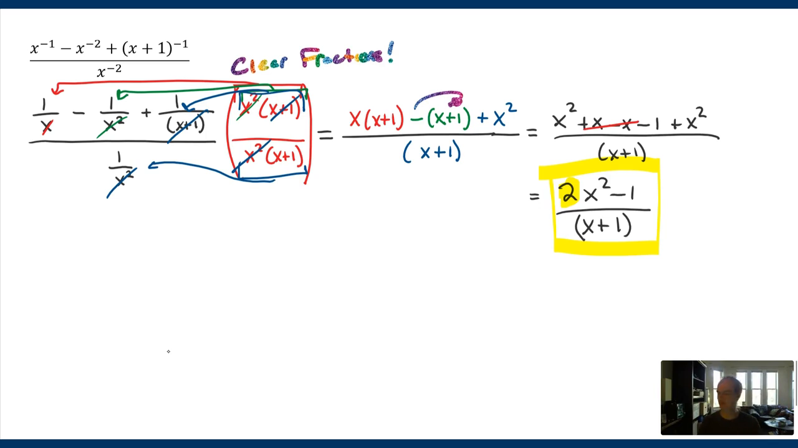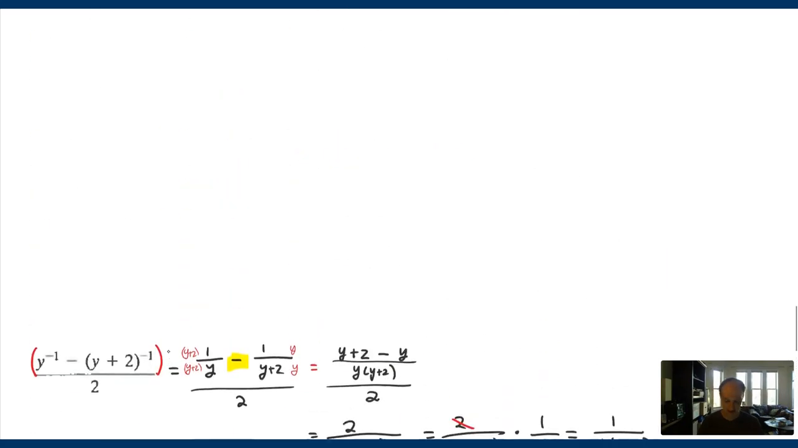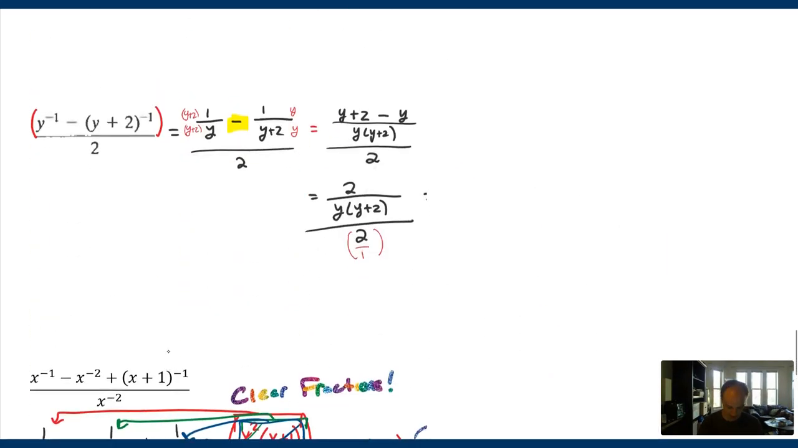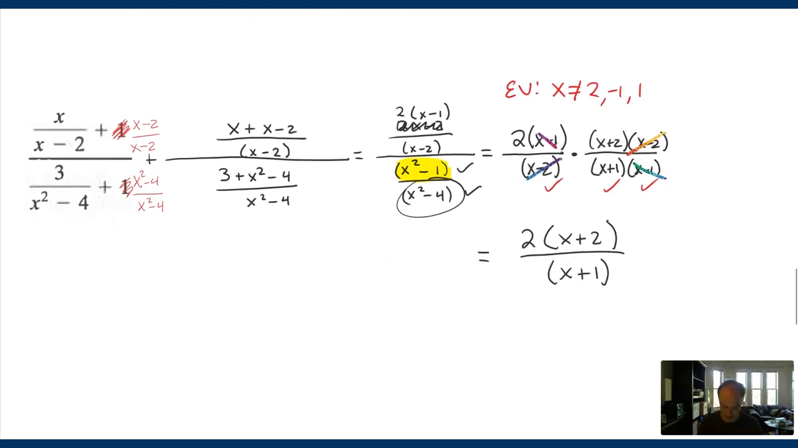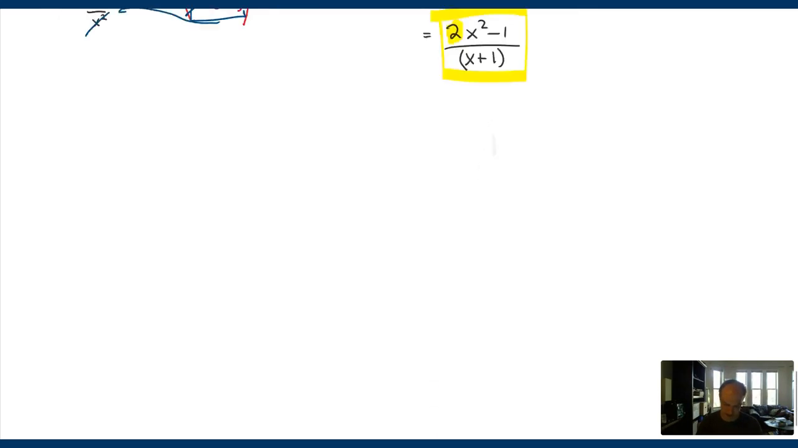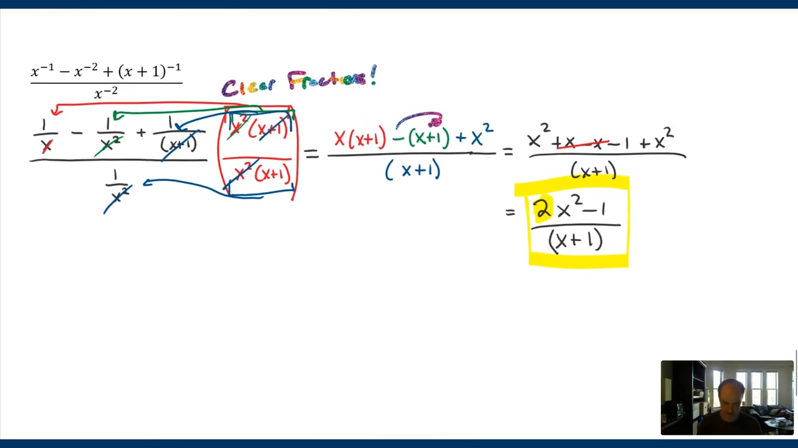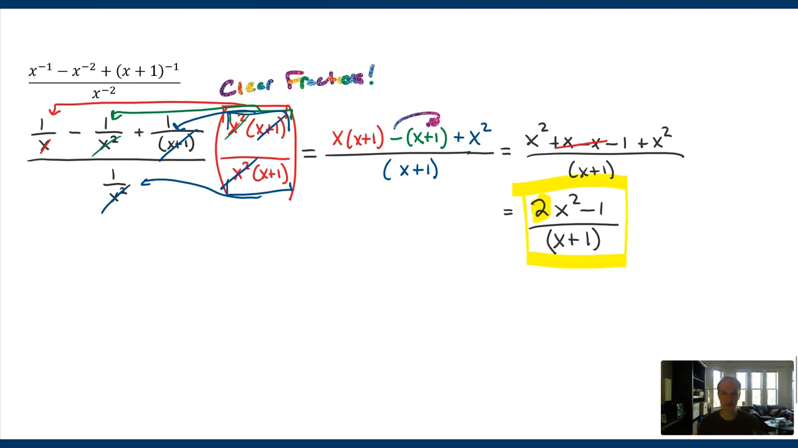There are problems where this doesn't work so nicely. I think the last one on the previous video, it didn't work that way. The first one on this video, wherever it is, clearing out fractions actually doesn't work very well at all, and common denominators are better. So it's sort of up to you, whichever strategy you prefer, but I would like you to be proficient with both strategies.